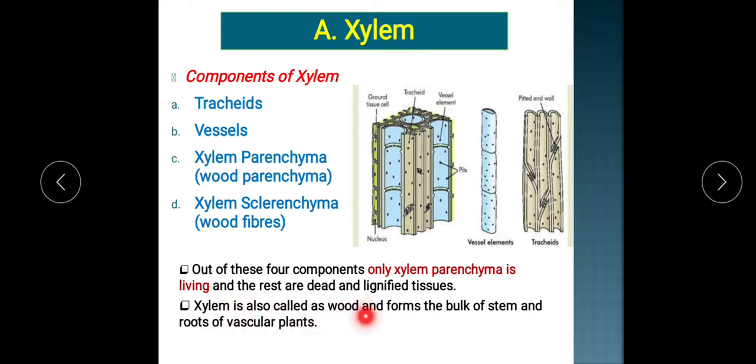Xylem is also called wood, and it forms the bulk of the stem and the roots of the vascular plants. In this diagram, you can see these blue colored vessel elements, and in addition to these vessel elements there is also the presence of tracheids. The vessels are joined end to end while the tracheids have interlocking ends. The movement of water in vessels takes place in a straight line, while in tracheids it takes place in a zigzag way.